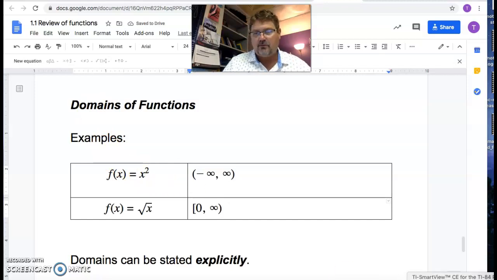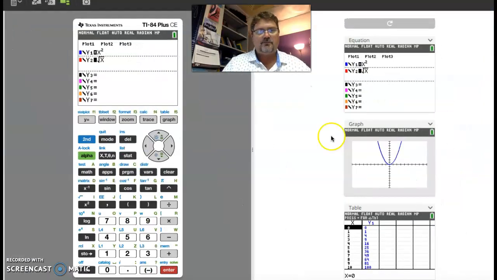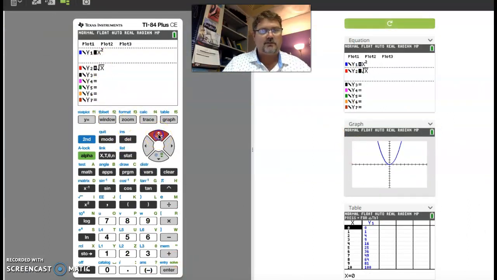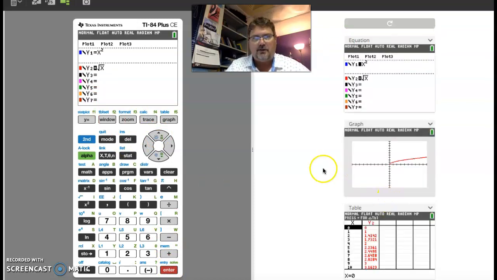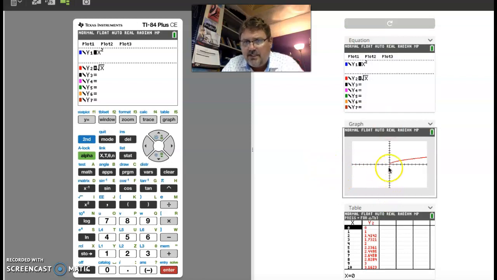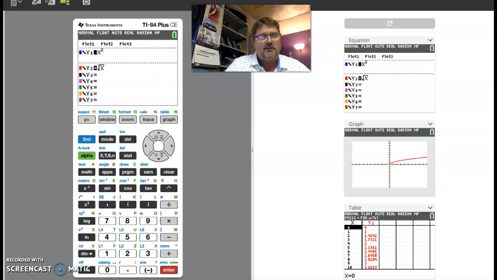Now graphically, how would we see it? I've already got it in here, but let me turn it on, turn this one right here off, and let's refresh this graph. All right, so look over here, and you can see it starts at 0. Now remember, we're looking horizontally, along the x-axis. It starts at 0 and goes to positive infinity. And that's one way to see it graphically.